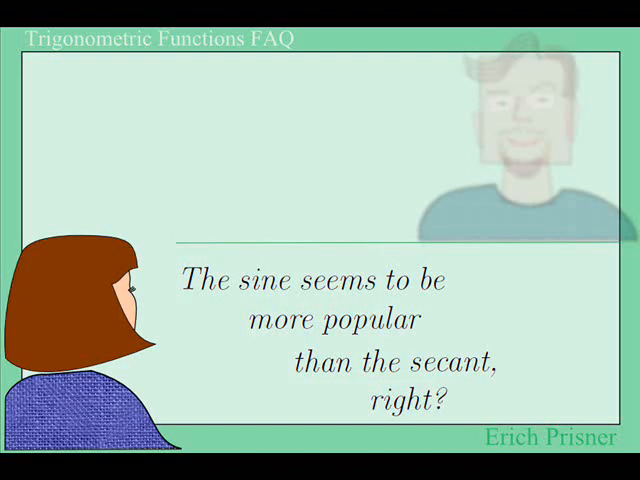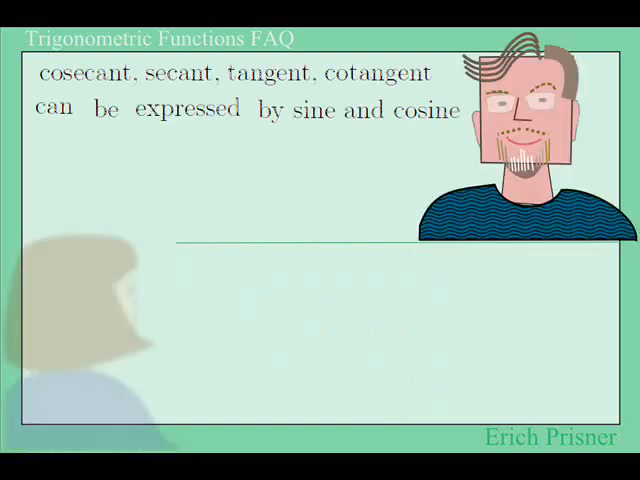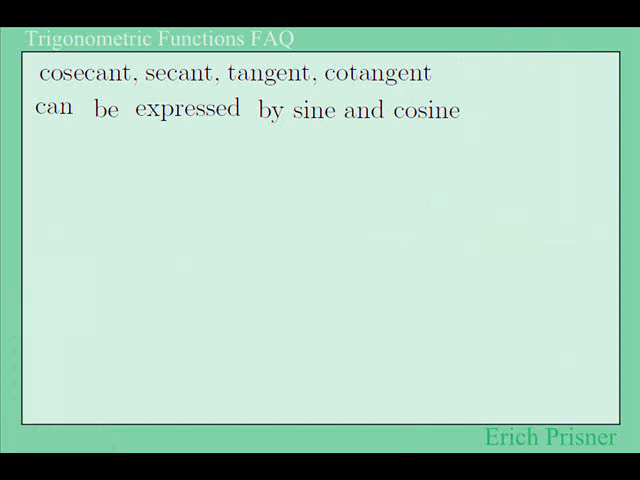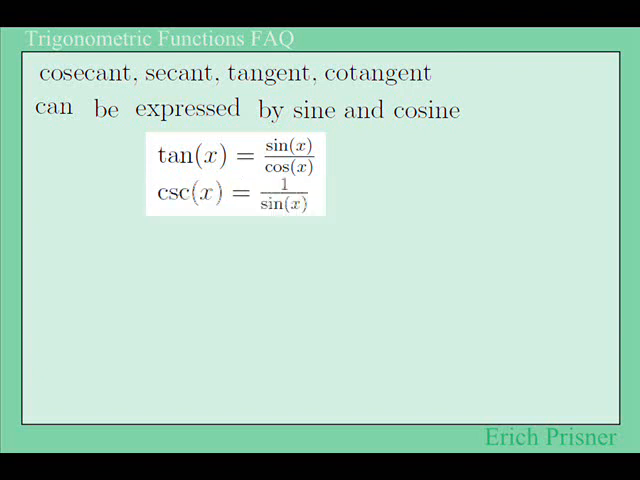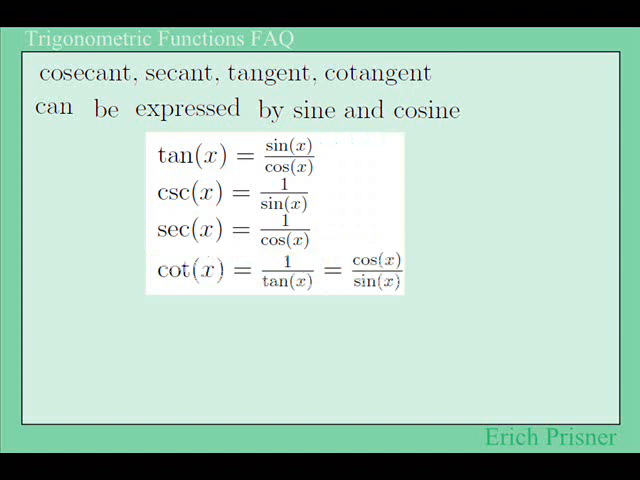The sine seems to be more popular than the secant, right? Well, yes, I only described sine and cosine on the unit circle. The other four could also be described this way, but each one of them can be expressed by sine and cosine. So it is maybe even more convenient to just remember how they depend on sine and cosine. We have tangent of x equals sine of x divided by cosine of x, cosecant of x equals 1 over sine of x, secant of x equals 1 over cosine of x, and cotangent of x equals 1 over tangent of x, which is equal to cosine of x divided by sine of x.